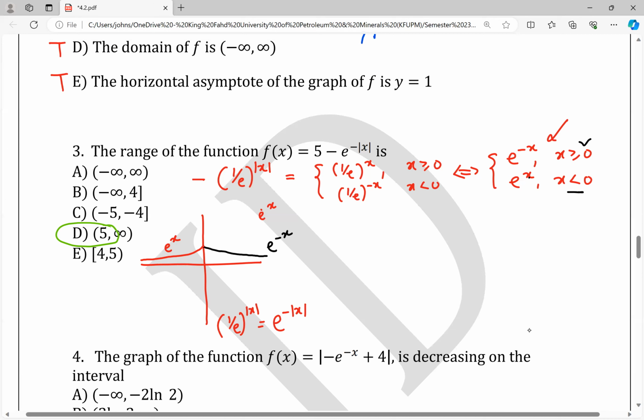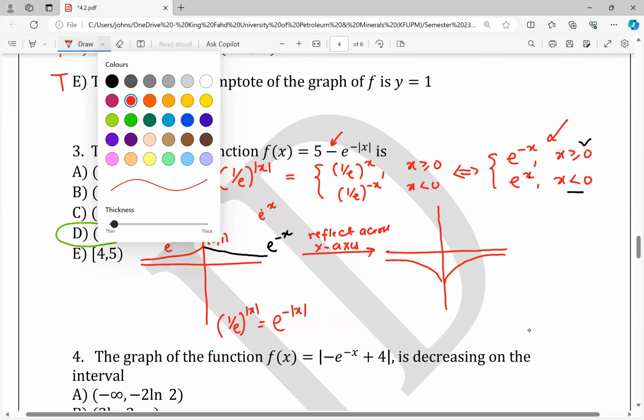Okay, now, which point is this? This is the point 0 and 1. So now, because of this minus here, this minus outside this one, now you have to reflect across the x-axis. If you reflect across the x-axis, what do we have? It will just be something like this now. Okay, this is the red part, and let's have the black part here.